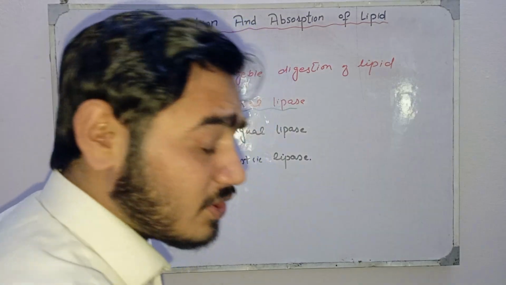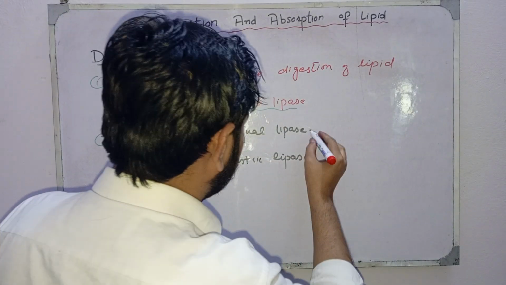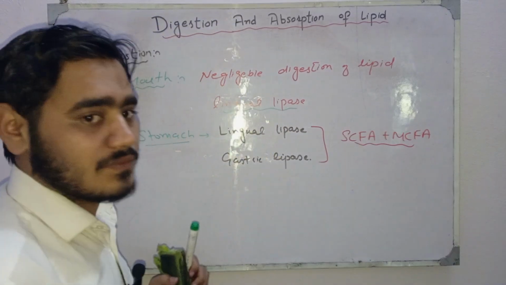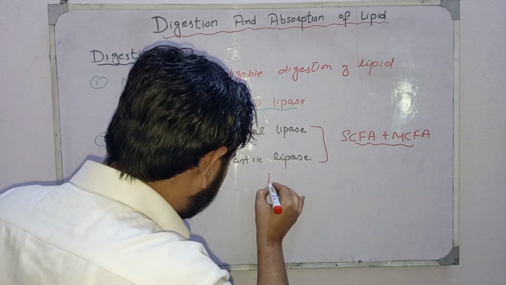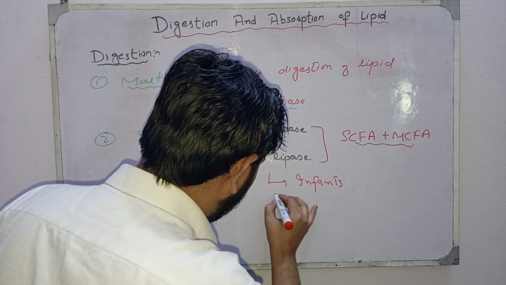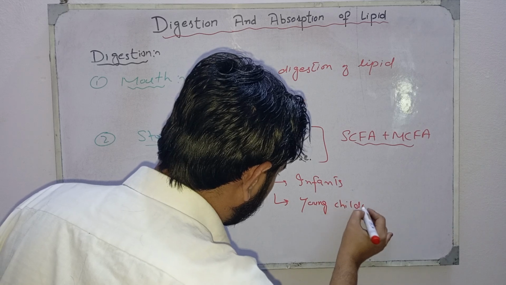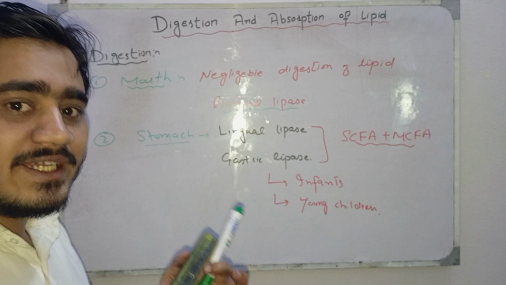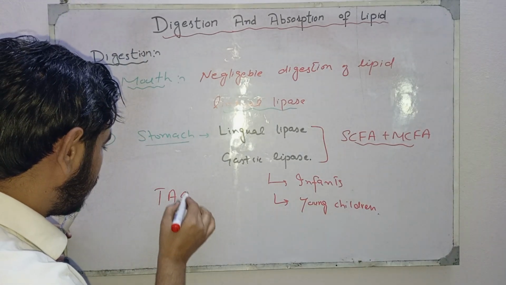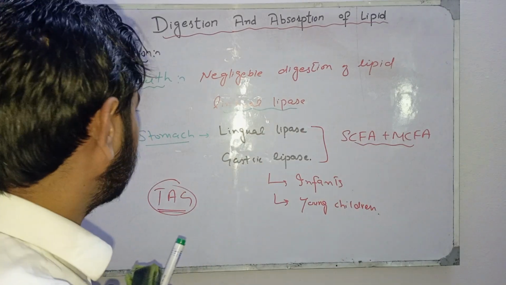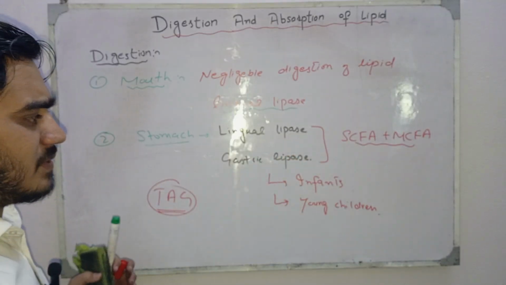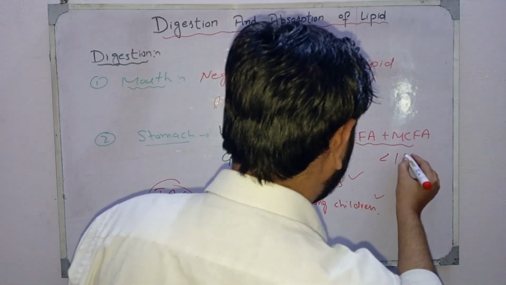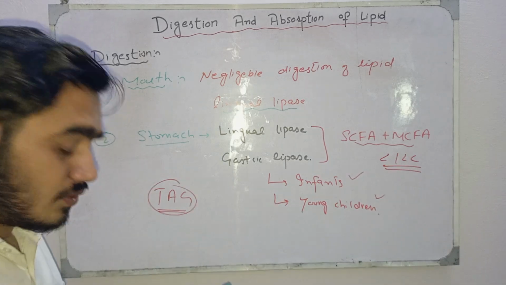Both enzymes work only on short chain fatty acids and medium chain fatty acids, and such enzymes are present in infants and young children. Okay friends, there is not any kind of enzyme in the stomach that acts on triacylglycerol due to its long hydrocarbon chain. In the stomach, lingual lipase and gastric lipase are active only in infants and young children. They act only upon short chain fatty acids and medium chain fatty acids having 12 carbon atoms. They do not act on the triacylglycerol molecule.